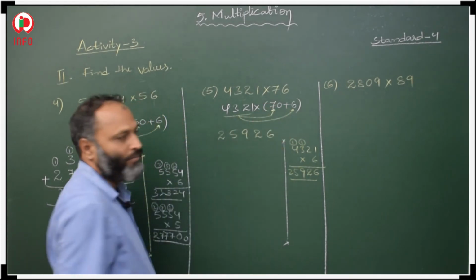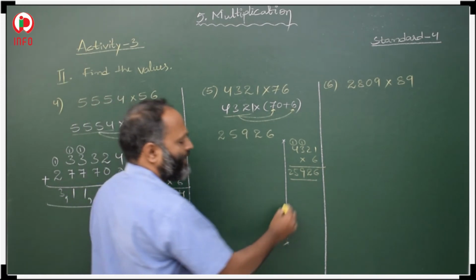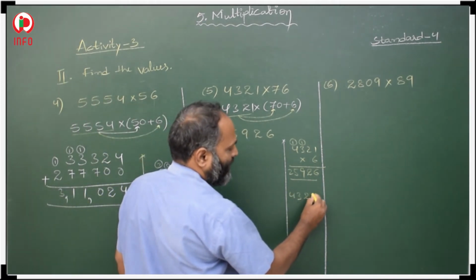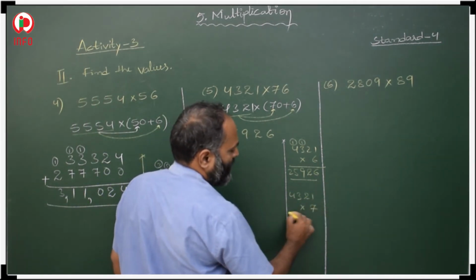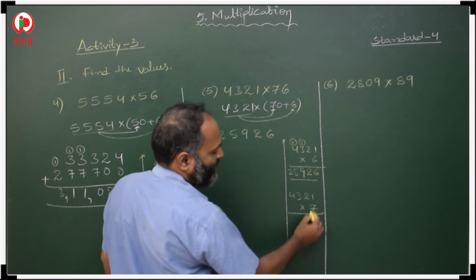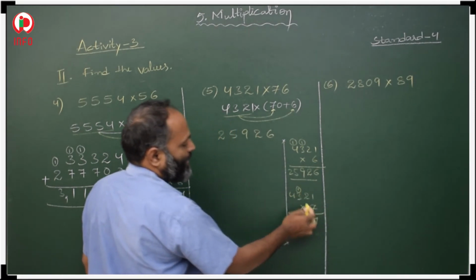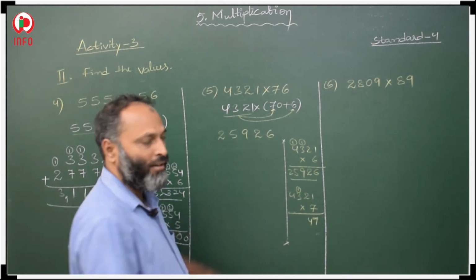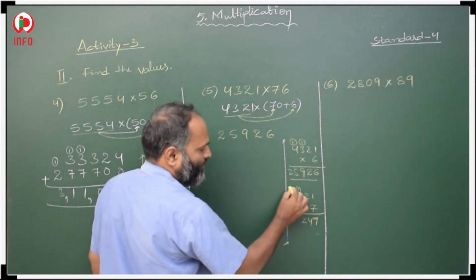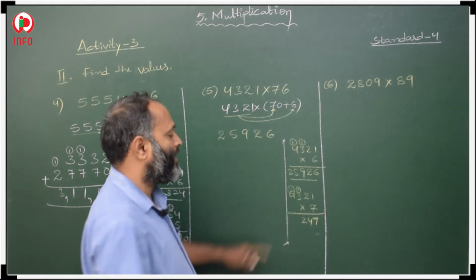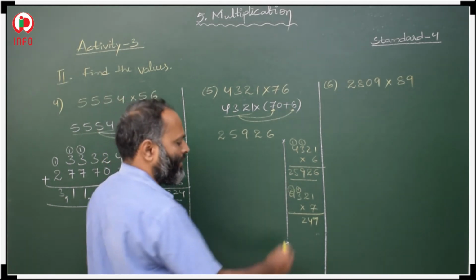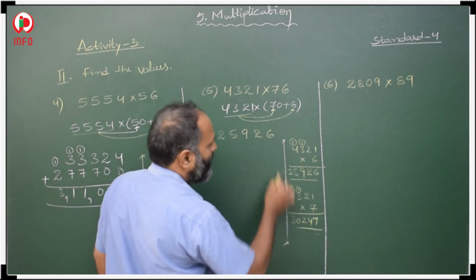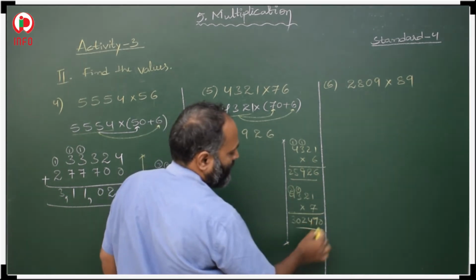Now 4,321 with 7. 7 ones are 7. 7 twos are 14 and 1. 7 threes are 21 plus 1, 22. 7 fours are 28 plus 2, 30. Here one 0 is there, that 0 you have to keep here.